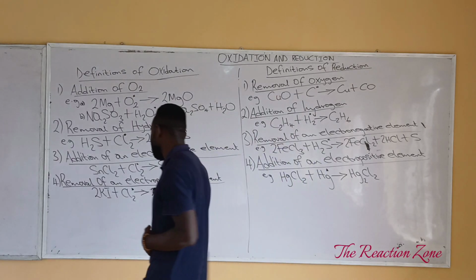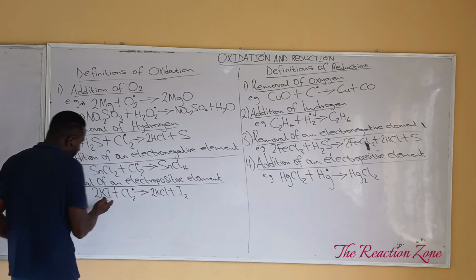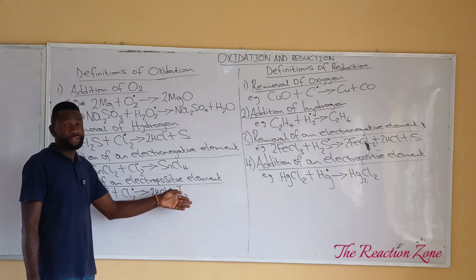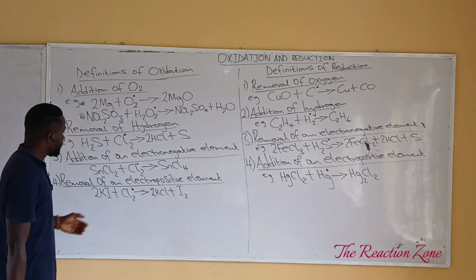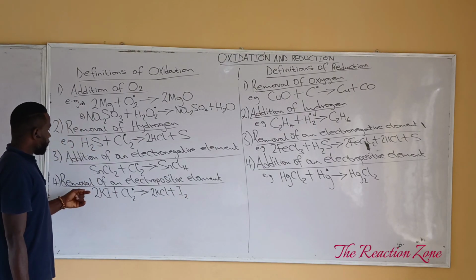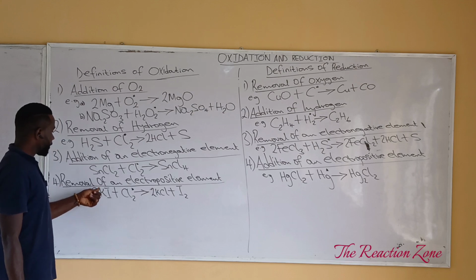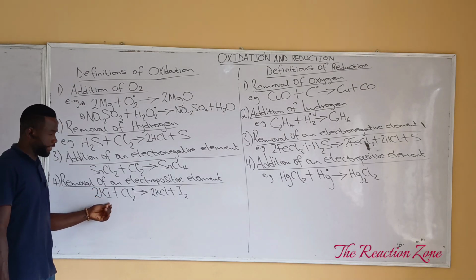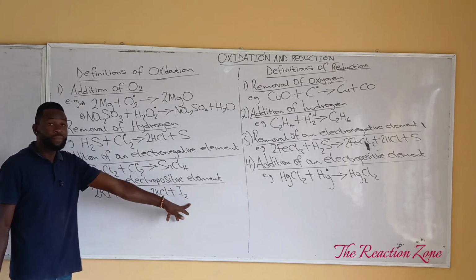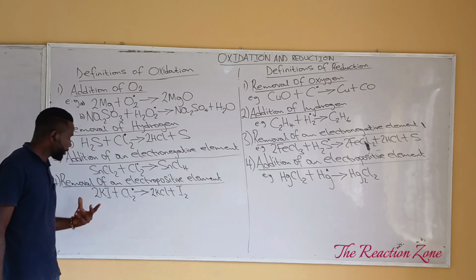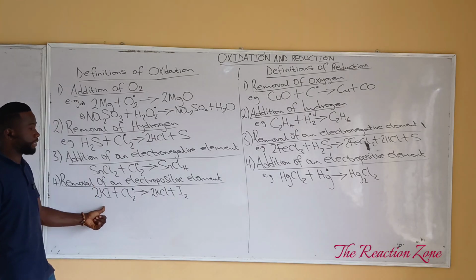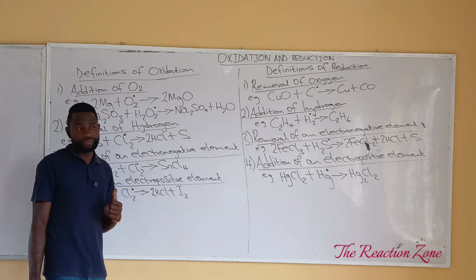In the example here, potassium iodide reacts with chlorine to give potassium chloride and iodine. In this reaction, potassium, which is an electropositive element, is removed from potassium iodide, leaving iodine. So what this means is that potassium iodide is being oxidized to iodine.